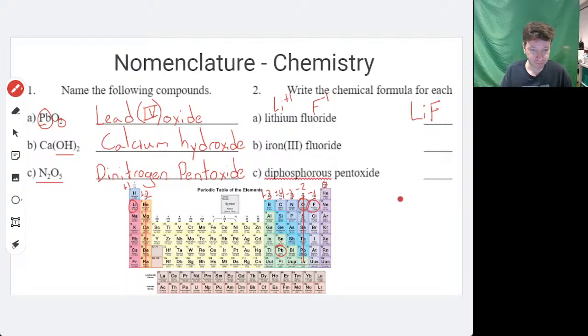Okay. Next is iron 3 fluoride. So iron is Fe. It is a transition metal, or has multiple valences, but we're told what its valence is. Positive 3. Fluorine is negative 1. So now to balance this, I'm going to need 3 fluorines to make that negative 1 charge balance with positive 3. So it's going to be FeF3.